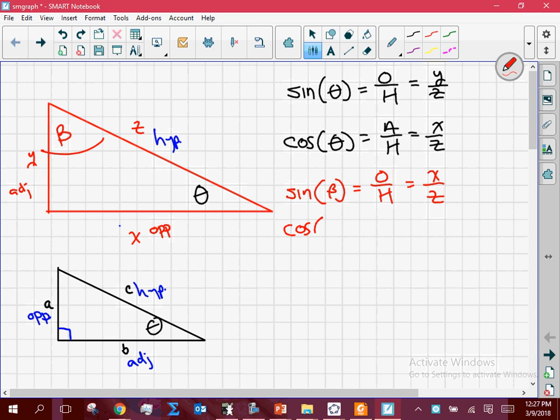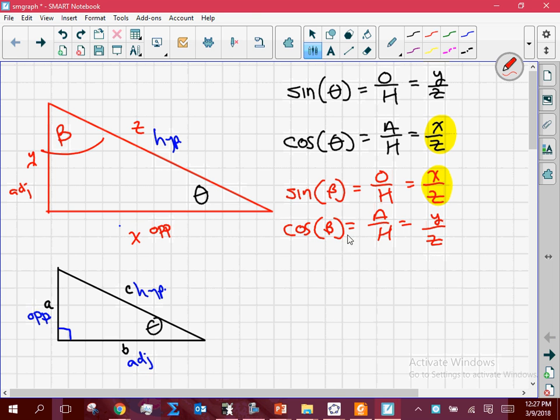Cosine of beta would be y over z, correct? Still the adjacent side for that angle divided by the hypotenuse, but using those arbitrary values of y, z, and x, it'd be y over z. What do you recognize about that there and that there?